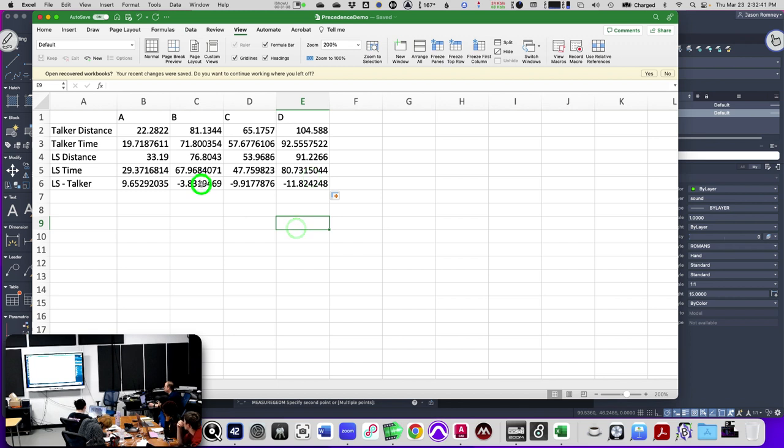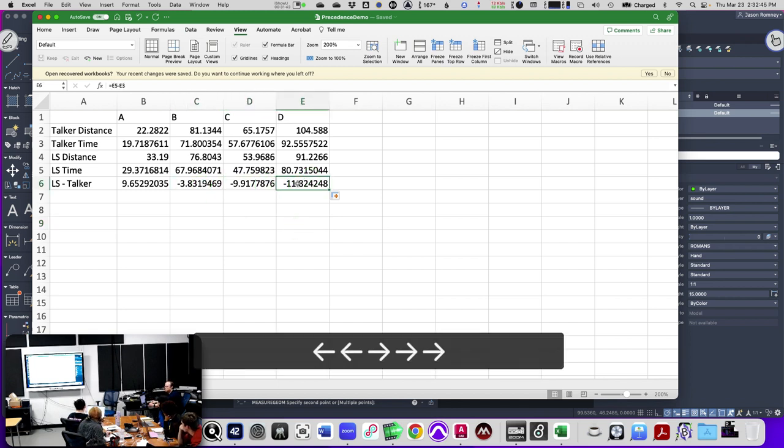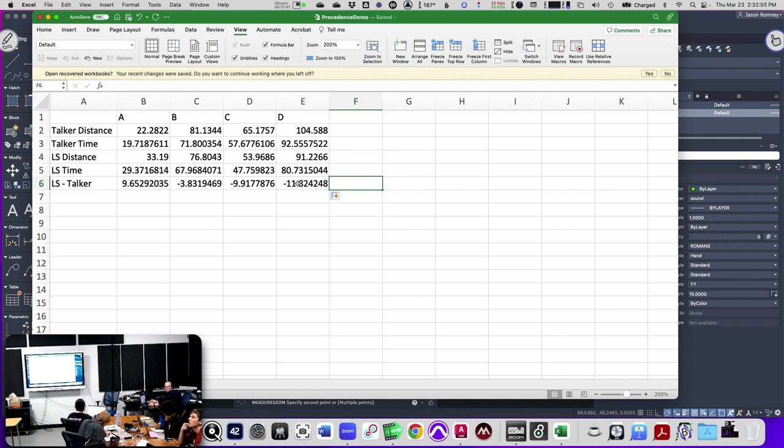Okay. Now, if I copy this equation over, I'll see the difference. Oh, look, I've got negative numbers at every other seat, which means at the other three seats, the loudspeaker is arriving first because it's closer. It's physically closer to those seats.